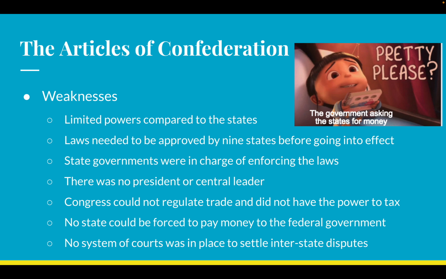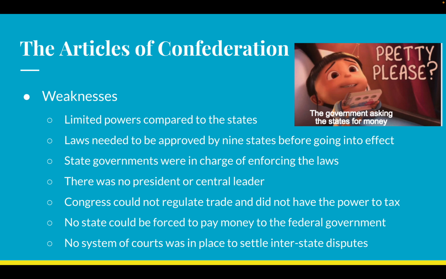The only time they can create a national army is if they ask the states politely, and the states give those soldiers to the government. But remember, we just fought a war to get away from a government that had soldiers that we could not control. So clearly, states are not going to send soldiers because they will not be able to control them.